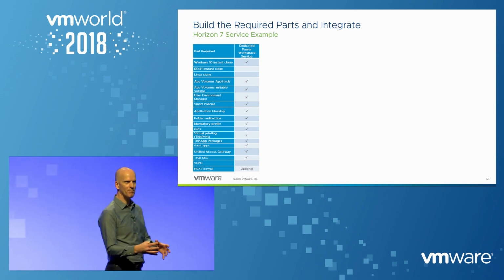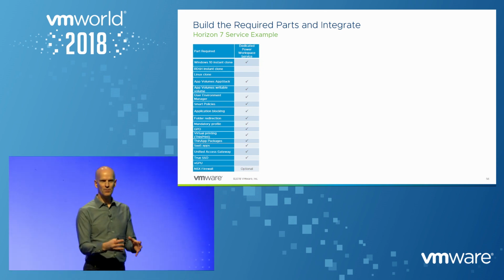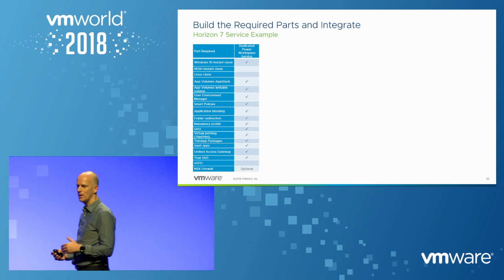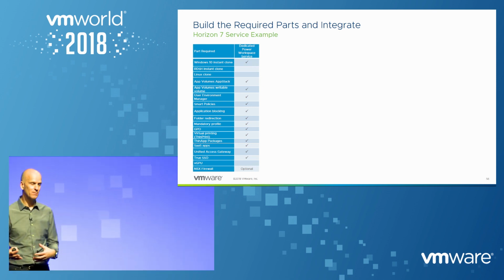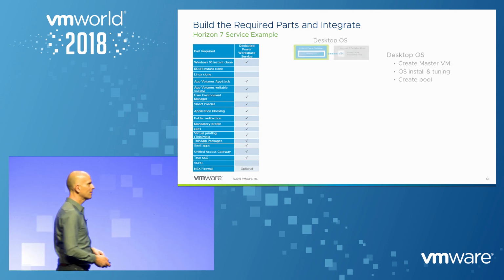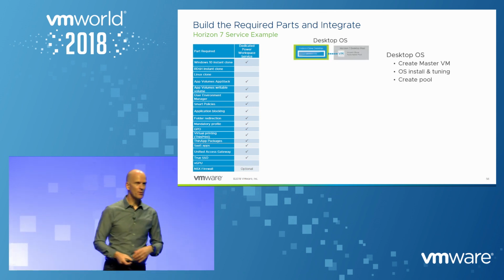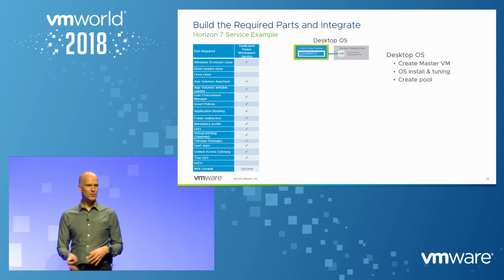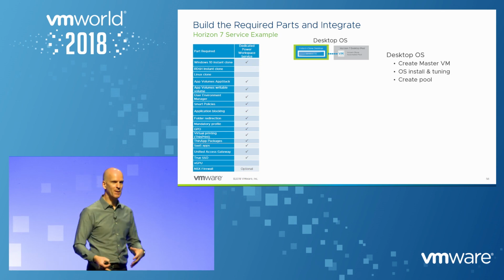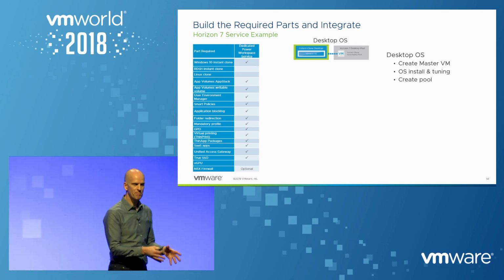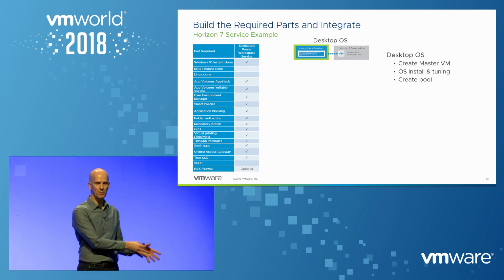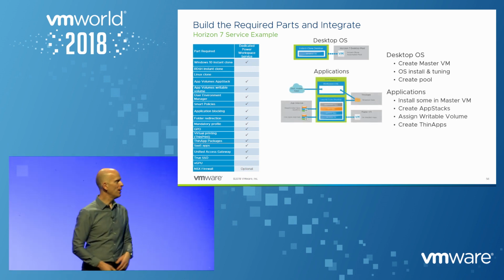There's actually a great white paper from one of my colleagues on how to build a Windows 10 master VM from start to finish. Screenshots with all the different versions of Windows 10. How do you create stuff like mandatory profiles? How do you actually build and optimize it? So that's one of the tasks. You're going to go through creating that master VM. You're going to install Windows. You're going to optimize it. And once you've got that, you're going to create the pool, based on what your requirements are for that pool. And that's going to get you the OS.